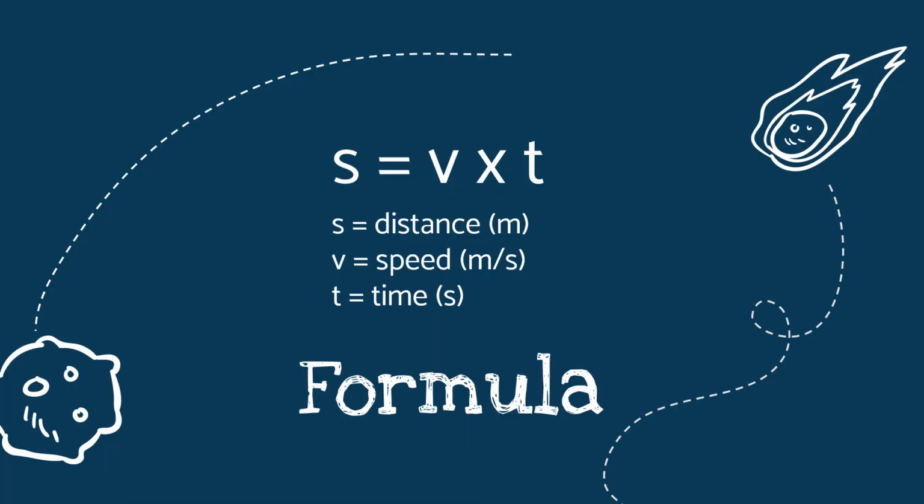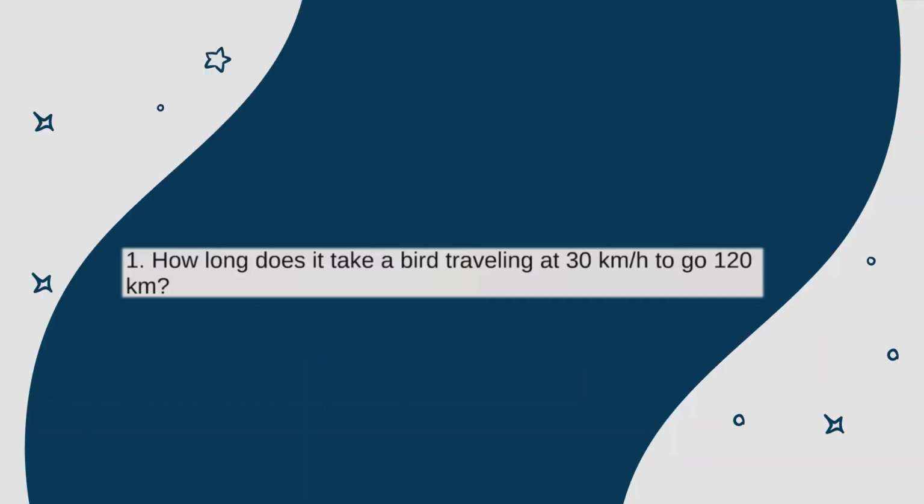Okay, so now we will see the formula. S equals V times T. S is distance in meters, V is speed in meters per second, and T is time in seconds. Now we will see an example. How long does it take a bird traveling at 30 kilometers per hour to go 120 kilometers?